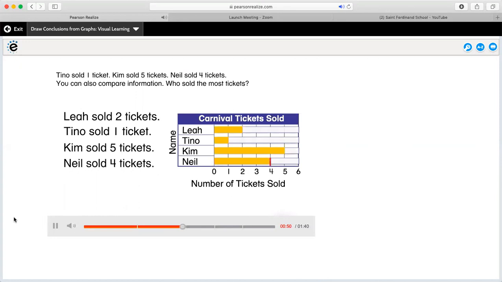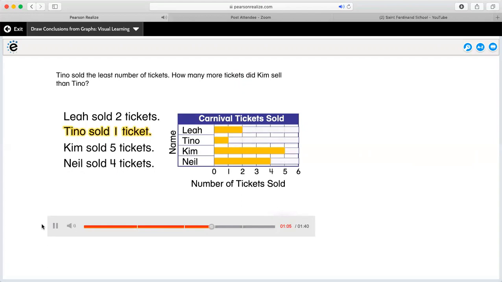Who sold the most tickets? Kim sold the most tickets. Who sold the least number of tickets? Tino sold the least number of tickets.